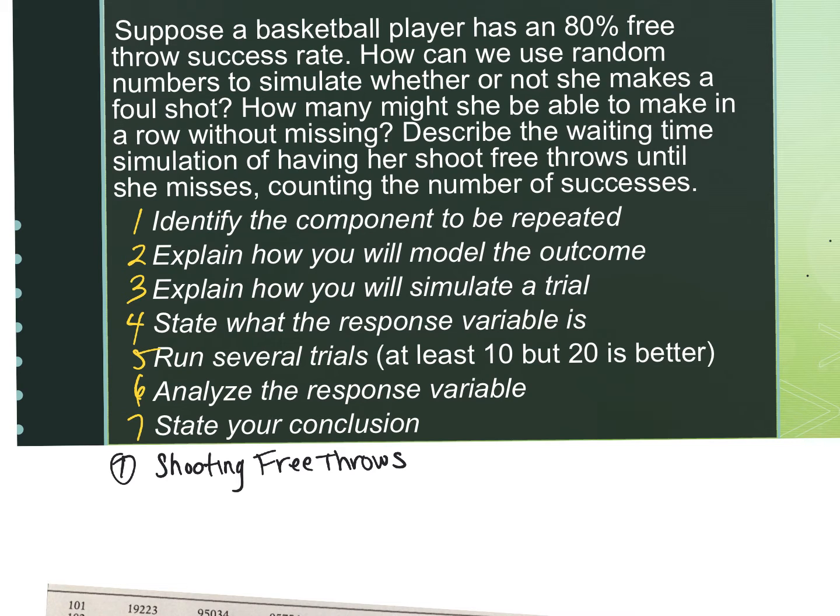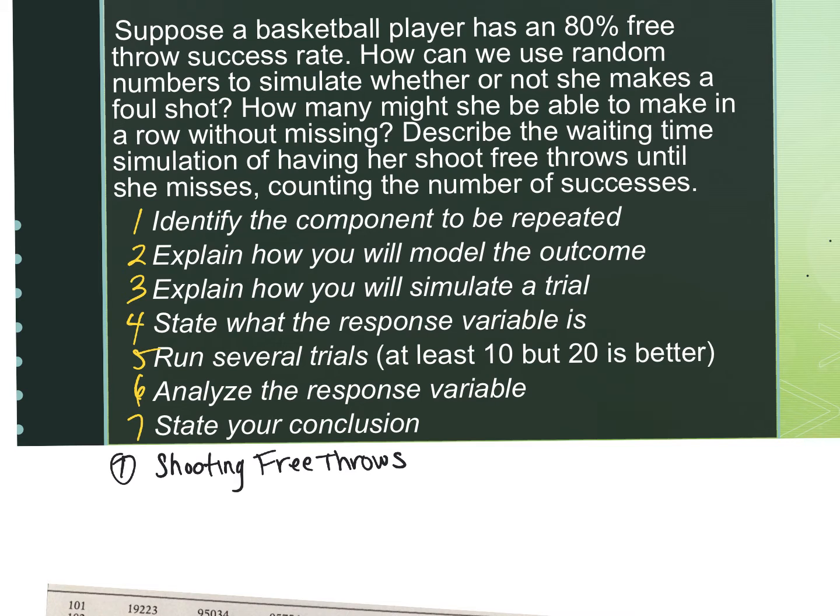Explain how you will model the outcome: how are we going to use the digits on the random digit table in order to represent making a shot and missing a shot? We have digits 0 through 9. 10 is not a digit, 10 is a number. I need 2 numbers to make 10. I only need 1 number for 0. So 0 through 9 is 10 digits, agreed? Yes, because 0 is that 10th number.